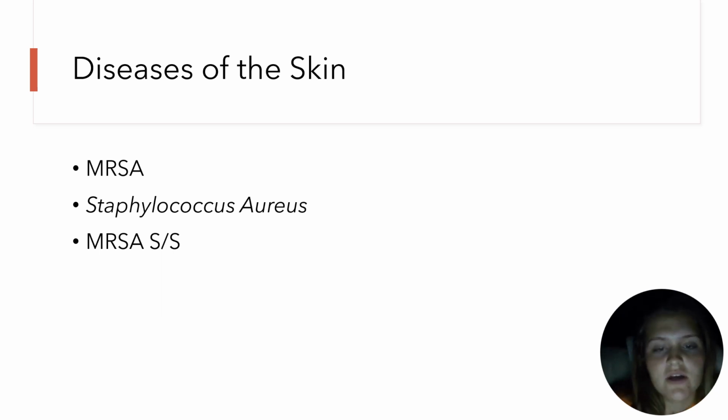Okay, so here are some diseases of the skin. So MRSA, it's commonly found in the hospital. For MRSA, you usually have skin lesions. It can become infectious in the bloodstream if left untreated, and it is usually resistant to a lot of antibiotics.